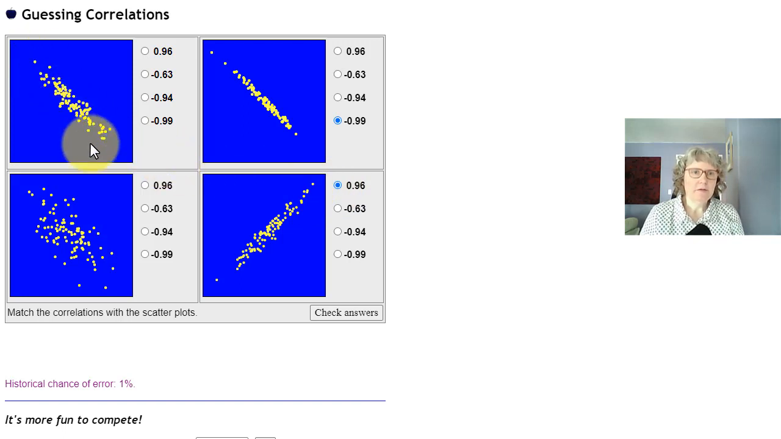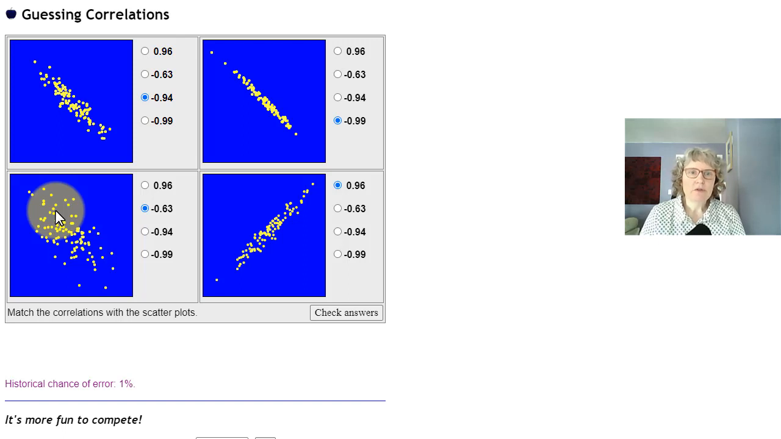Here's a negative direction, and it's weaker than our 0.99, but it's not as weak as the one below it. The one below it is more spread out, but still negative. Okay, so between these two, I think I can identify that this upper left one is -0.94 because it's not quite as strong as the 0.99. And then our other possibility is -0.63. So that's more in the moderate range there.